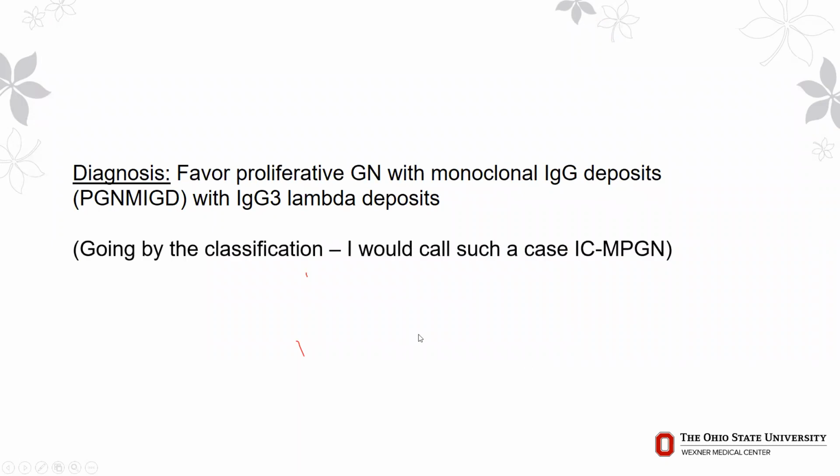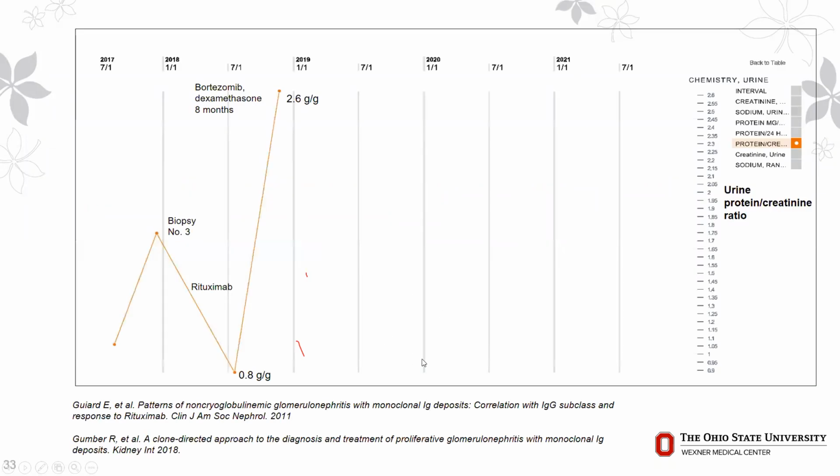So for our case, coming back to our case, we just followed this notion that this is proliferative GN with monoclonal immunoglobulin deposits, more like an MGRS. Today, if this case would have come, I would just classify this as an immune complex MPGN. What it connotes, I don't know, but anyway, at that time we favored an MGRS. And now I will discuss a little bit how this case was managed.